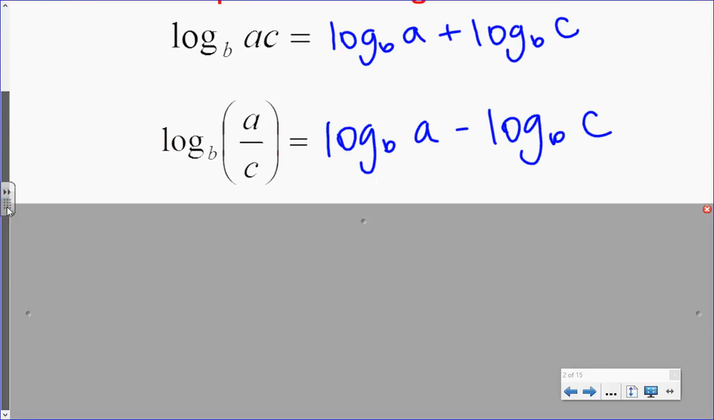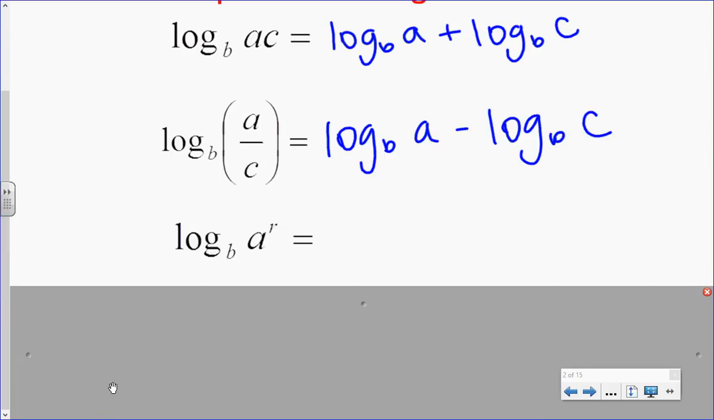What about if you have something raised to a power inside of your logarithm? Okay, we're going to multiply out in front. So yes, that's a good way to describe it. It becomes a coefficient.